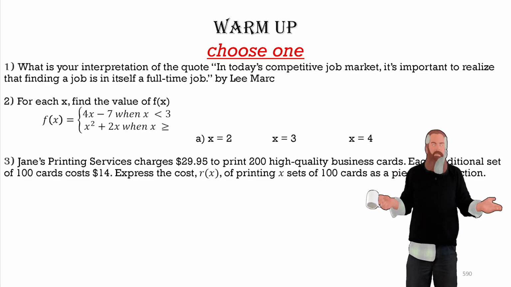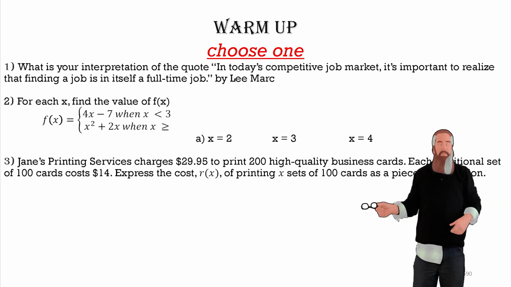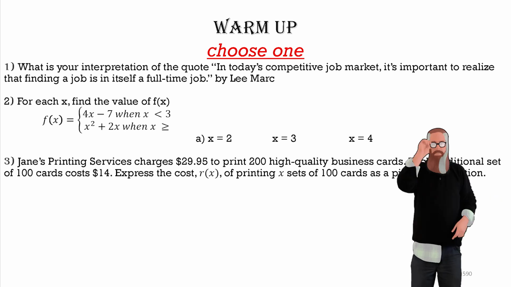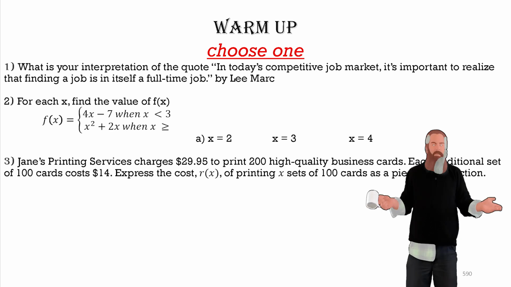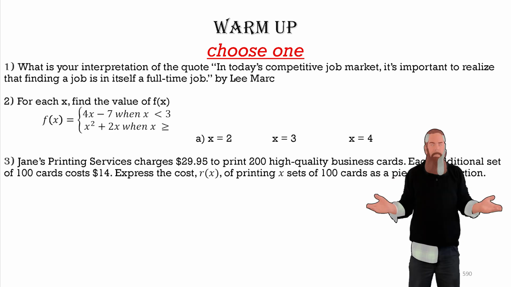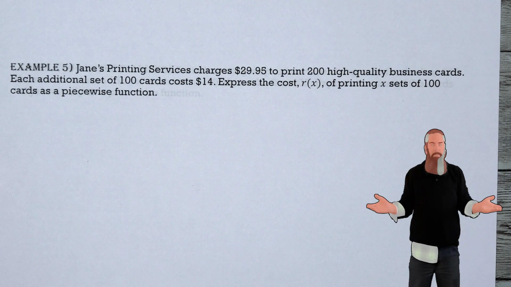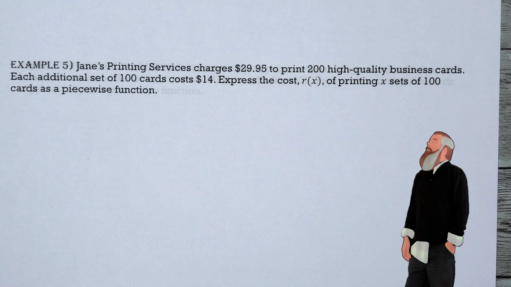Now, let's take a look at a problem that you will be able to do by the end of this lesson. Jane's printing service charges $29.95 to print 200 high-quality business cards. Each additional set of 100 cards costs $14. Express the cost R of x of printing x sets of 100 cards as a piecewise function. The printing service charges for multiples of 100 cards only. If you think of a set of 100 copies, then 200 copies represents 2 sets.